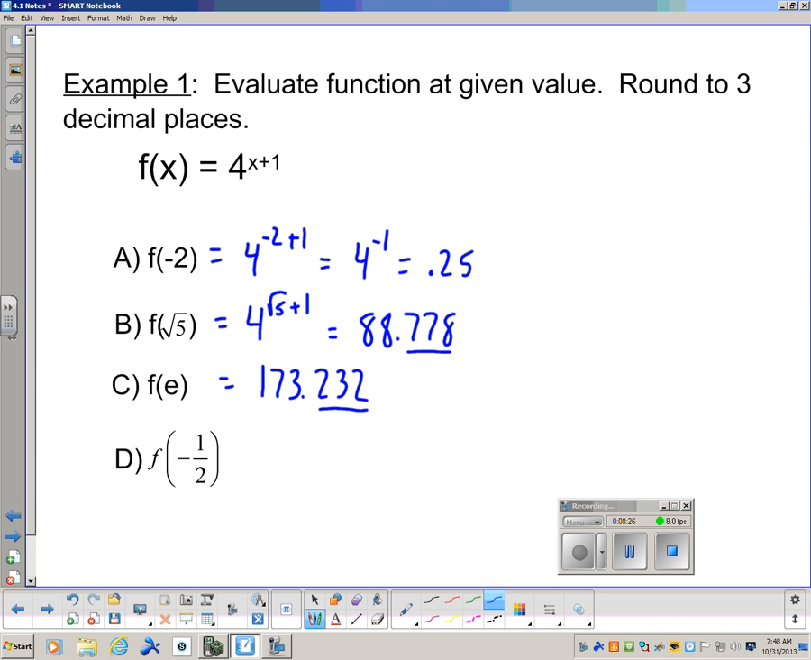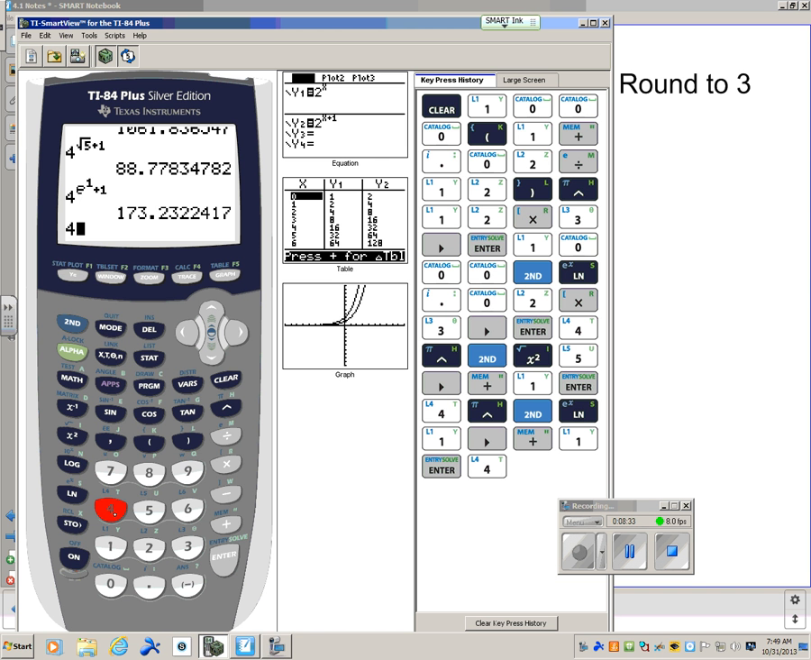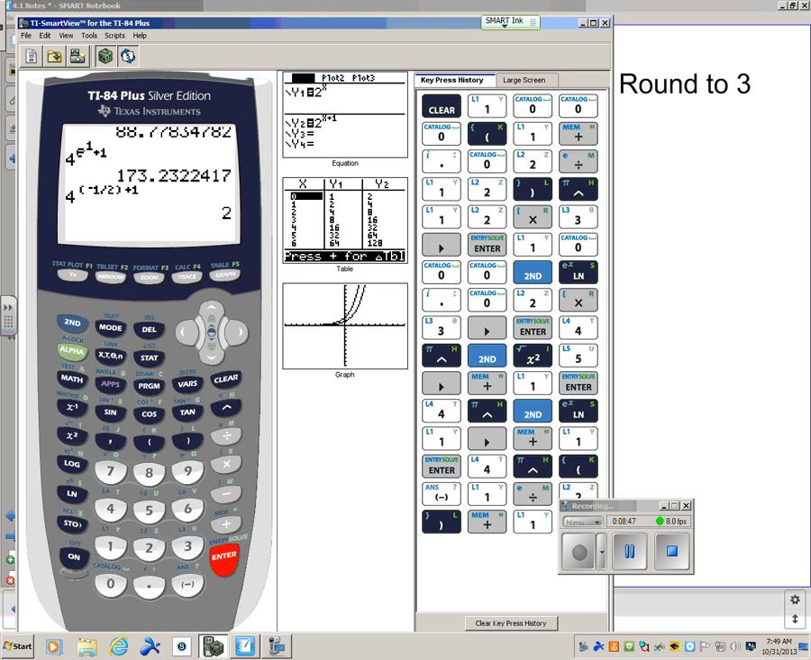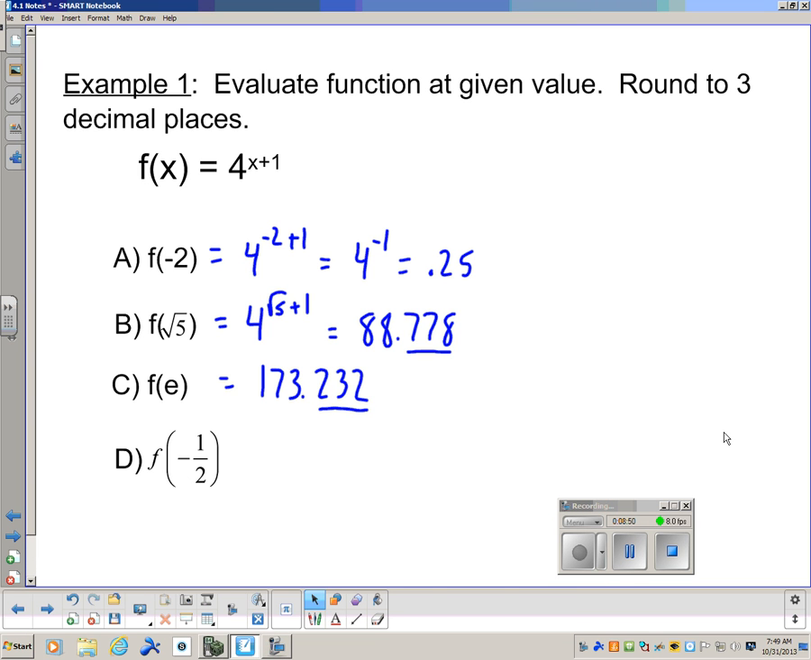Again, 3 decimal places. And then f of negative 1/2. So 4 caret key. And I'm going to do it this way. Negative 1 divided by 2. And then plus 1. And I get 2. So we evaluated those and figured out those results there.